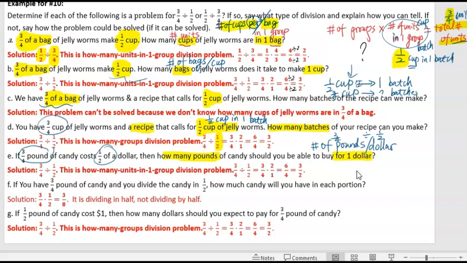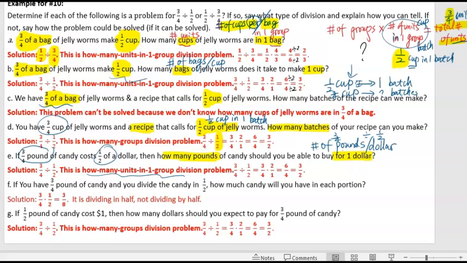So we immediately just use the question, how many units in one, and then we follow the question and do the division. So pounds divided by dollar. And again, we can do the same thing as we did previously to get the answer.